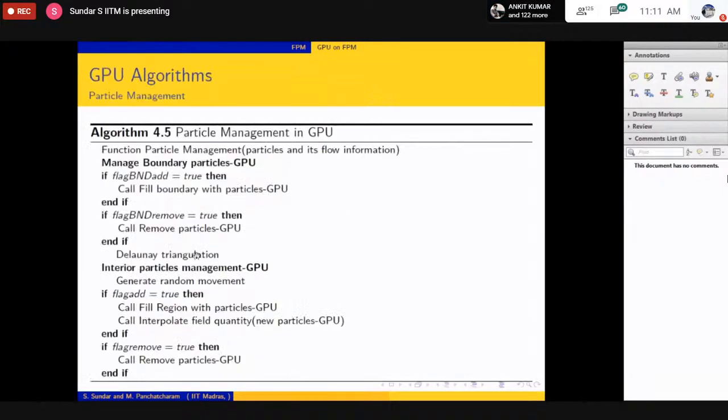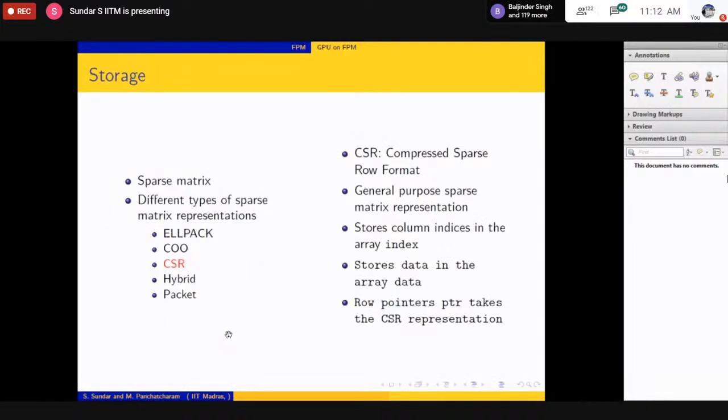So now this is the particle management algorithm written in GPU. Of course I cannot explain everything. Manage boundary particles, which is in GPU. Then, in order to understand how many points you need, whether to remove or add, we use Delaunay triangulation. Then interior particle management, which you do in the GPU. So this is basically the algorithm skeleton.